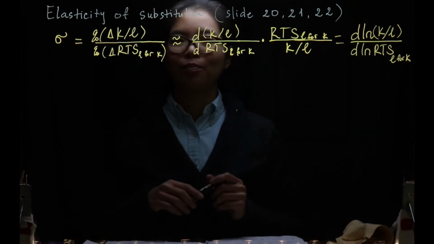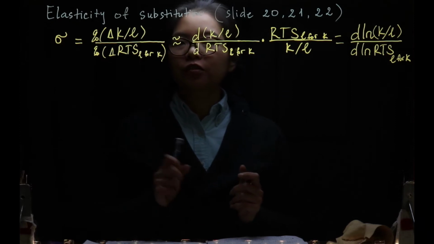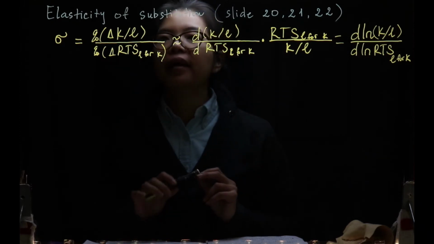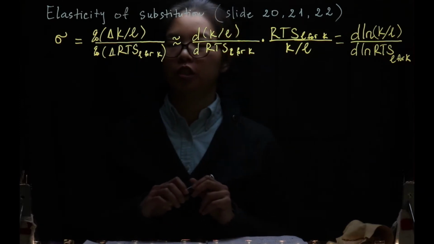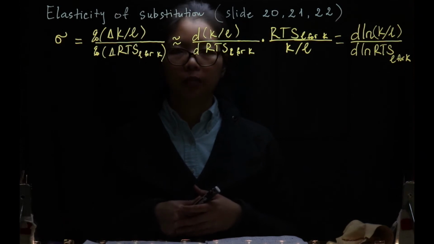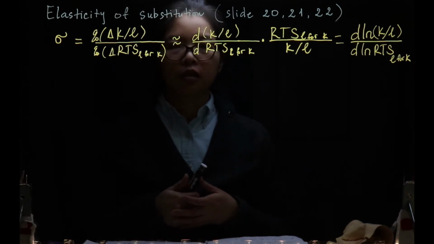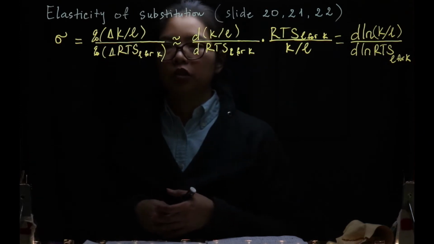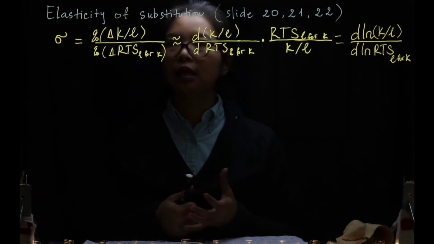Okay, welcome back to microeconomics. So let's talk about the first item of this week's lecture, elasticity of substitution. What is that? You heard about it last week when we talked about the production function, the constant elasticity of substitution production function, or the CES. And now what does it actually mean?